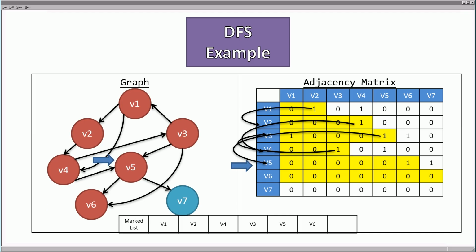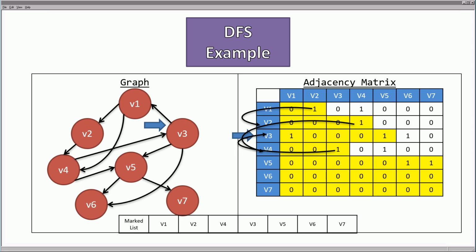Now we haven't checked all of the edges going out from v5, which there happens to be one more. v5 does point to v7. v7 is not a part of our marked list, so now we mark it. And just like v6, v7 has no outgoing edges. As this is a dead end, we now backtrack to v5. Now we've exhausted all of the edges from v5, so now we have to backtrack again, this time to v3.